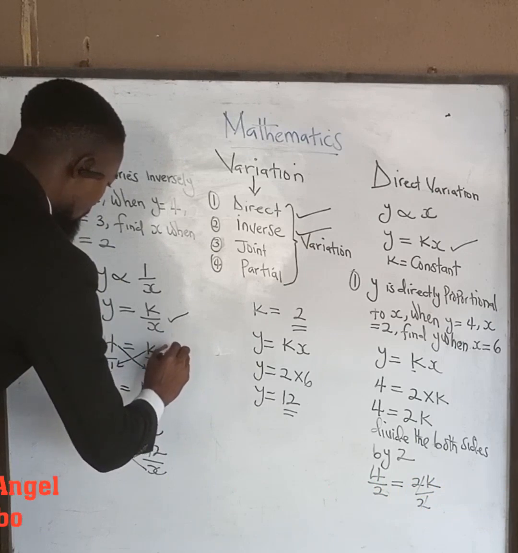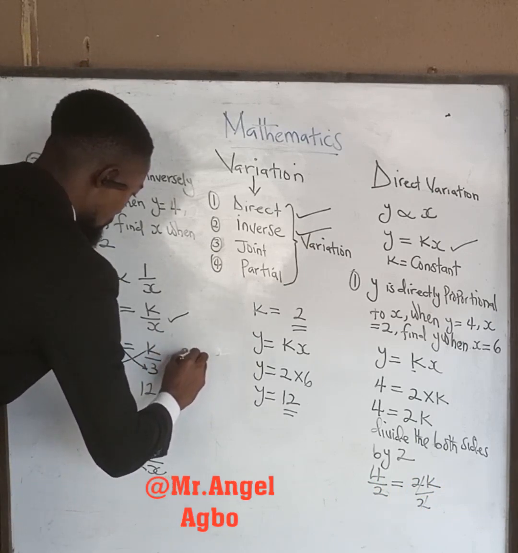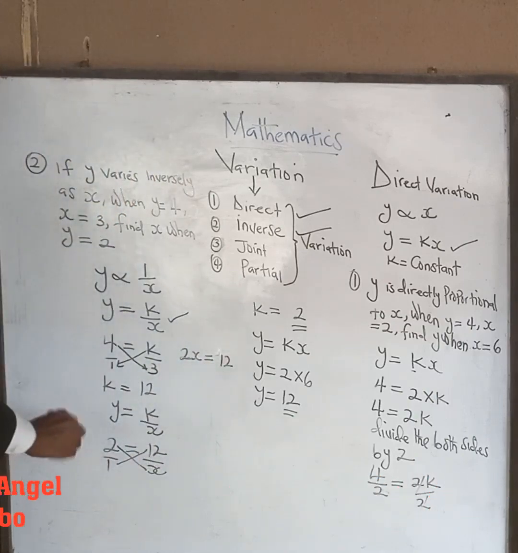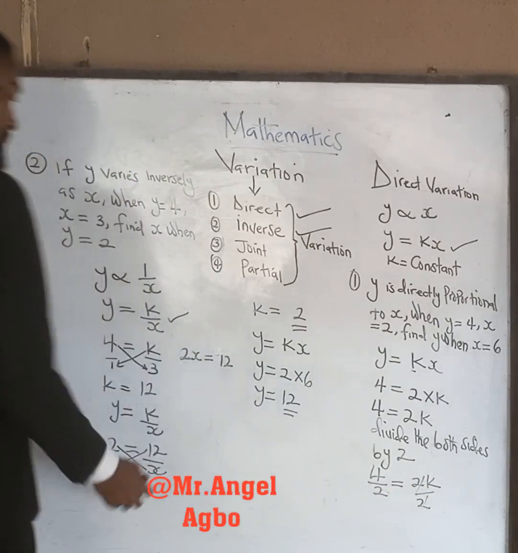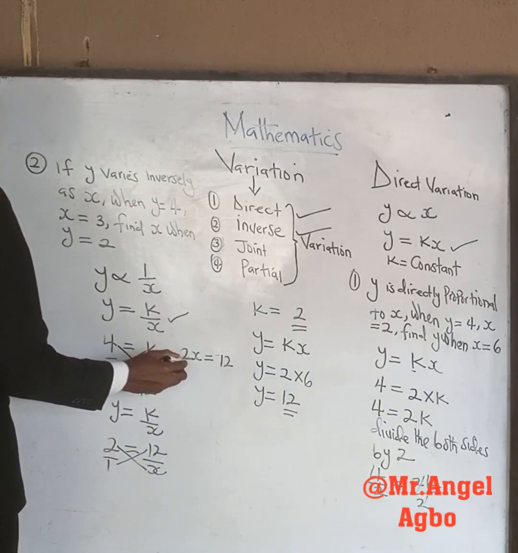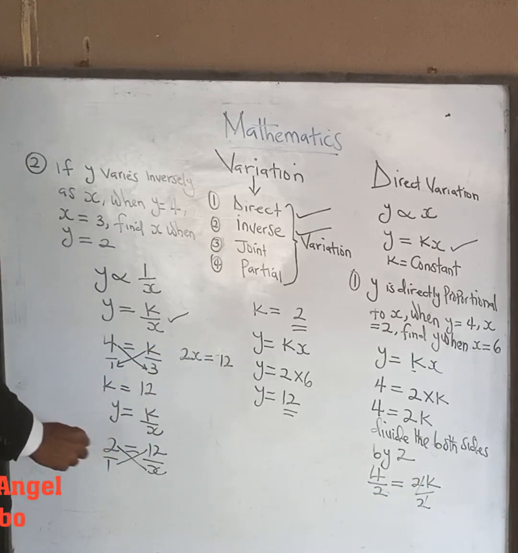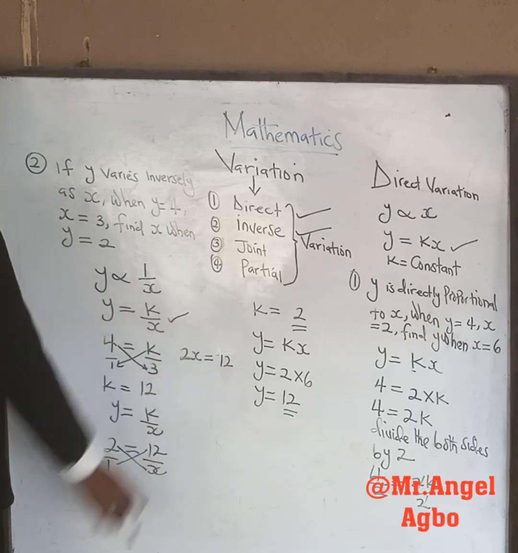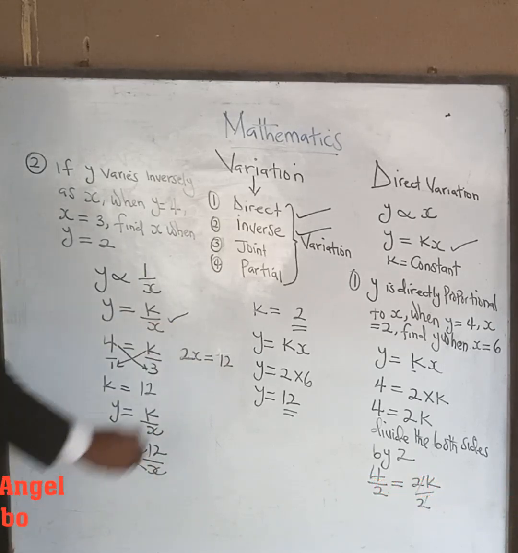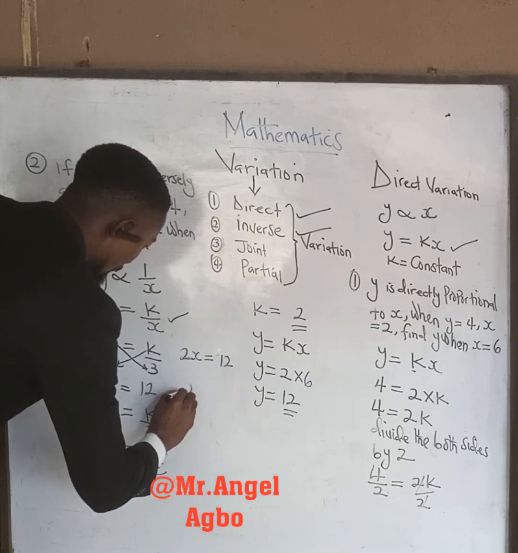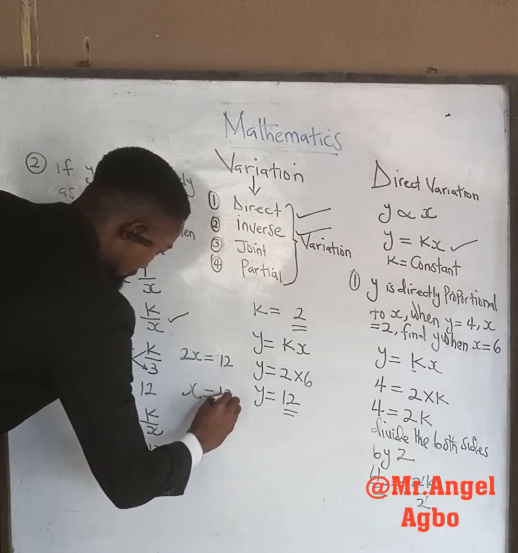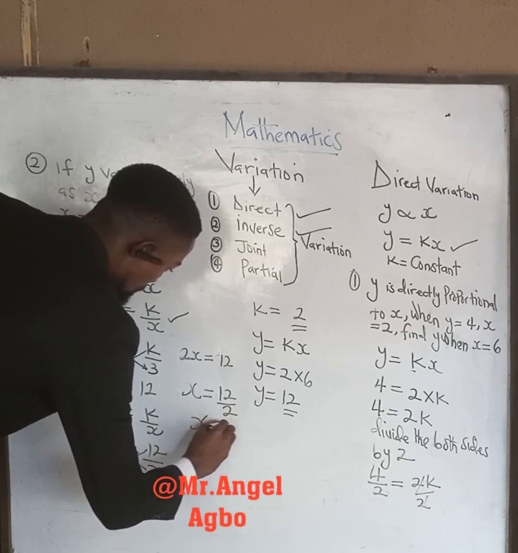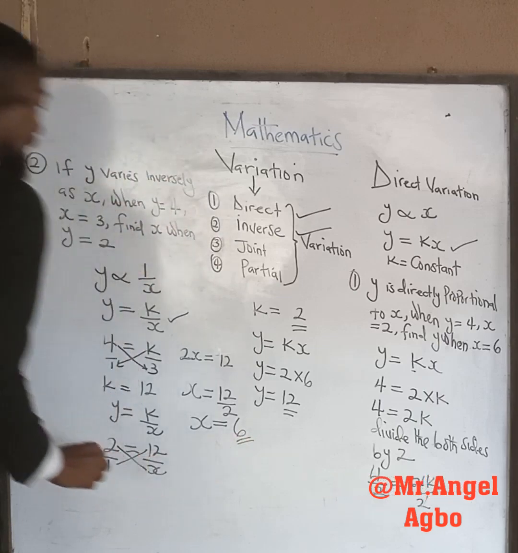So we can now say 2x equals 12. And when we divide both sides by 2, just like we did here, 2 divided by 2 and 12 divided by 2, that is to divide this side by 2 and this side by 2, so that 2 will cancel 2 and make x the subject. So we are going to have x equals 12 divided by 2, and x is equal to what? 6 is our final answer.